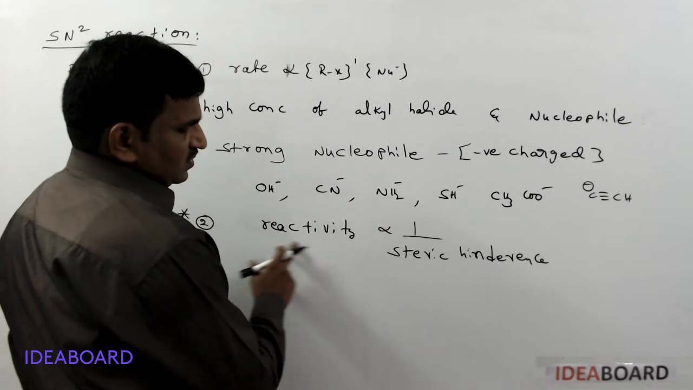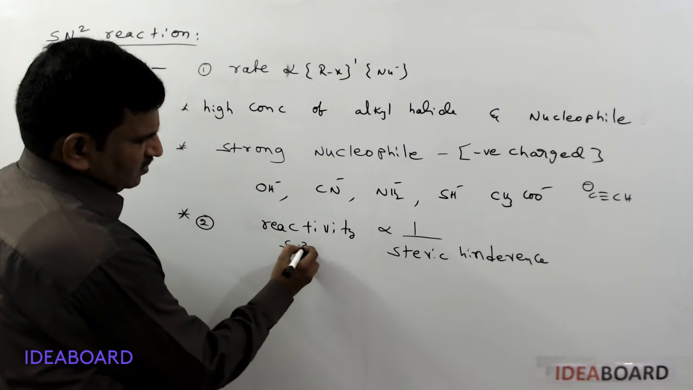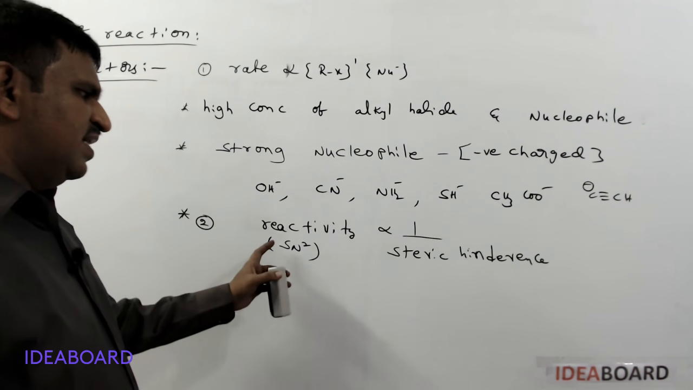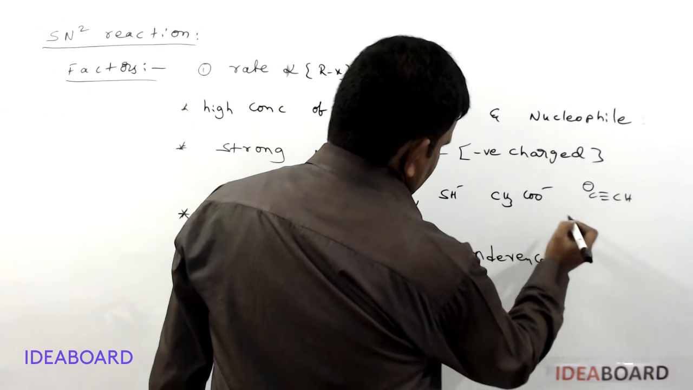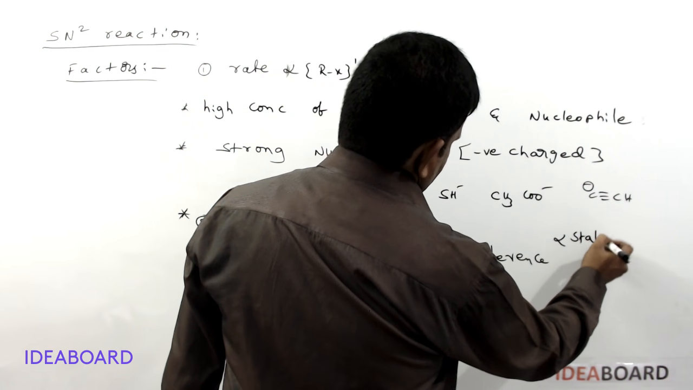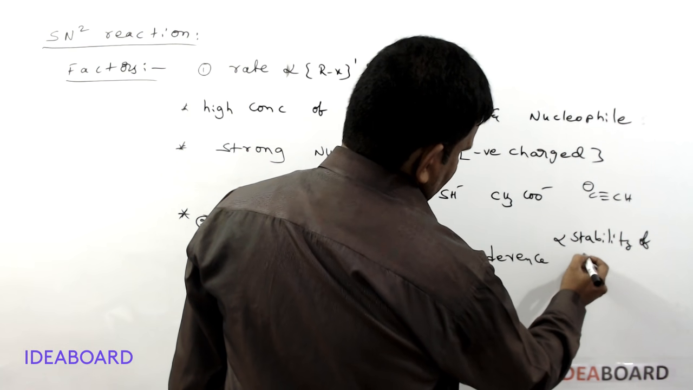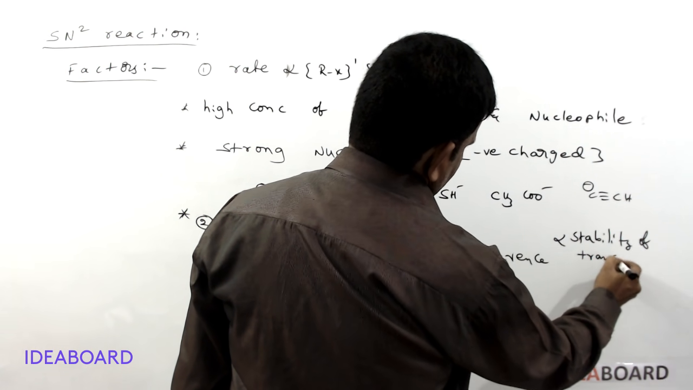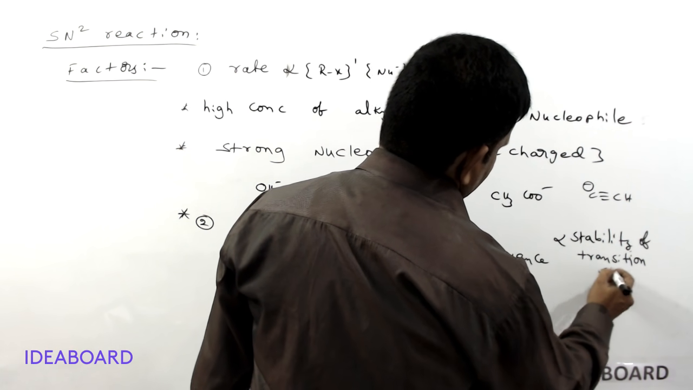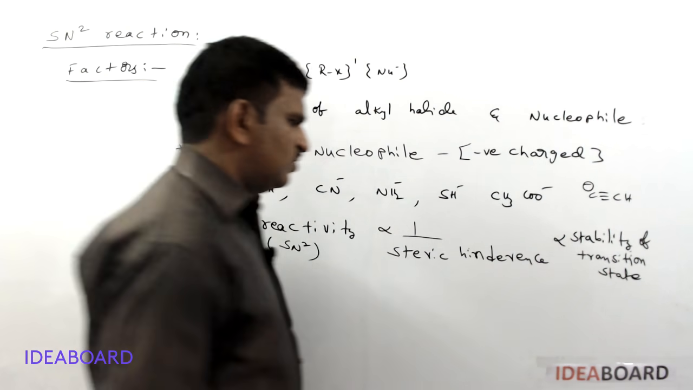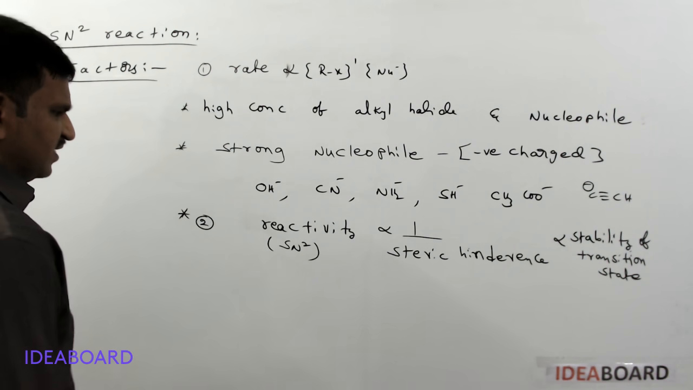So whenever the reactivity of the SN2 mechanism is taken, the reactivity is inversely proportional to steric hindrance, or directly proportional to the stability of the transition state. So inversely proportional to steric hindrance and directly proportional to stability of the transition state.